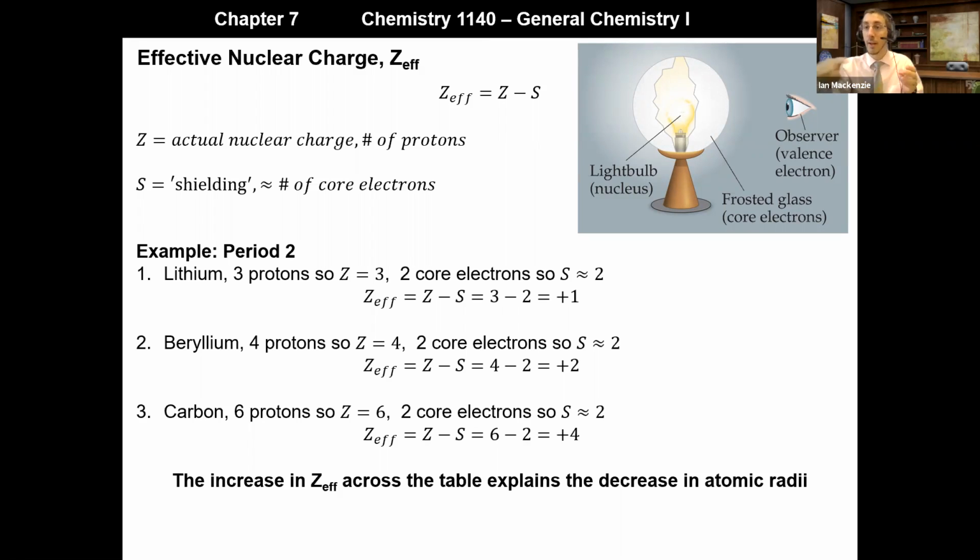Now, because there's an attraction between positive charges and negative charges, this explains the increase in effective nuclear charge as we go left to right across a row, and it explains the decrease in atomic radii. If the effective nuclear charge that is felt is greater, it's going to attract those valence electrons closer. So it's going to hold them closer to the nucleus, and thus the atomic size will be smaller.